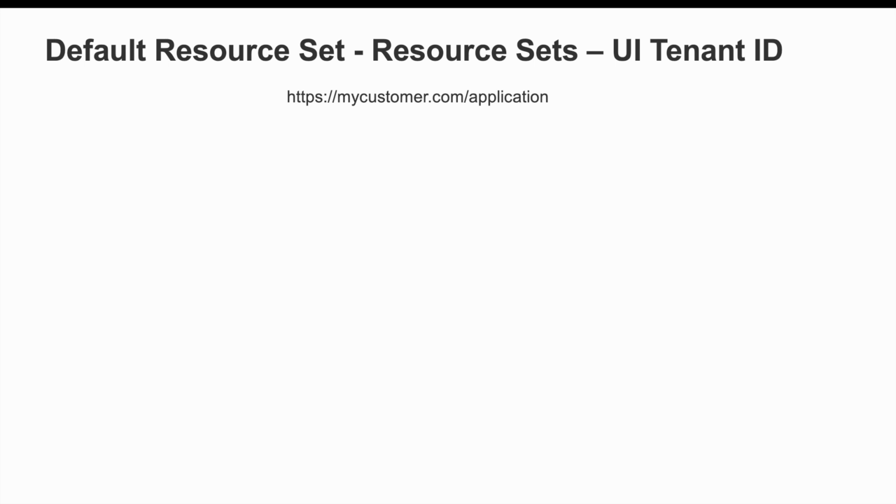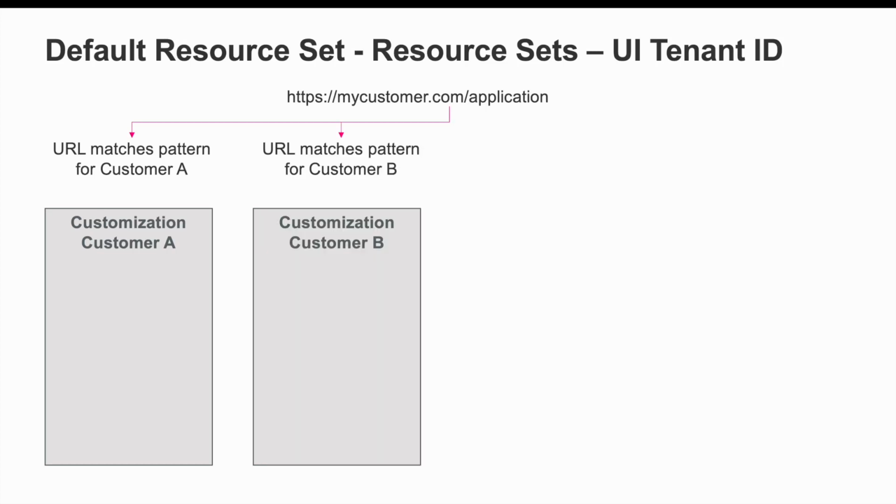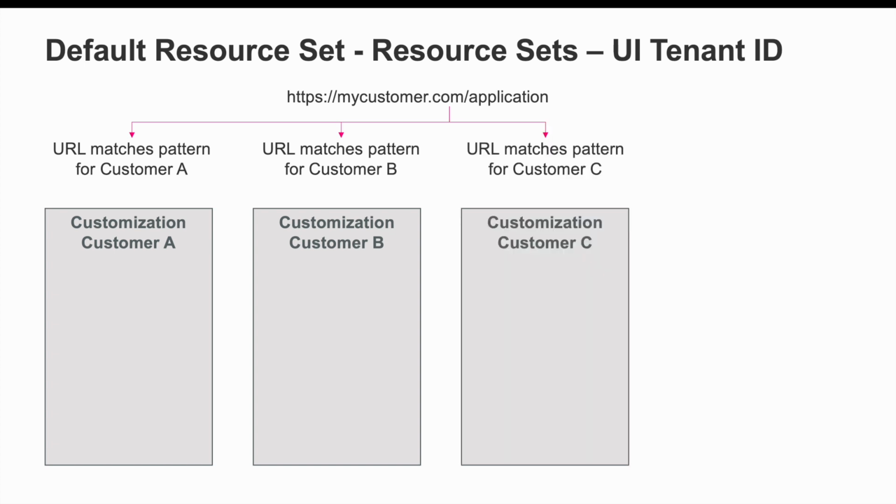Now, to complete the feature, I should explain the terms default resource set, and UI tenant ID, because UI tenant ID is something that we introduced a few releases ago, and it was also geared towards separating customizations based on rules that you can configure. So let me give you an example on how this works and what the different terms mean. I'm starting with a URL like mycustomer.com/application. And I have one IAM that has a pattern matcher that checks for those URLs and decides on whether this is for customer A, or it could be for customer B, or the URL could be for customer C.